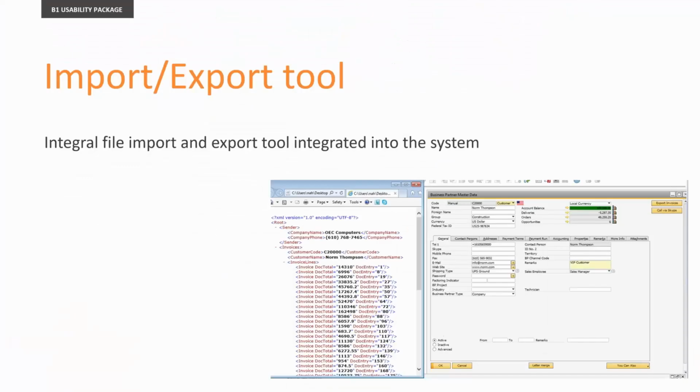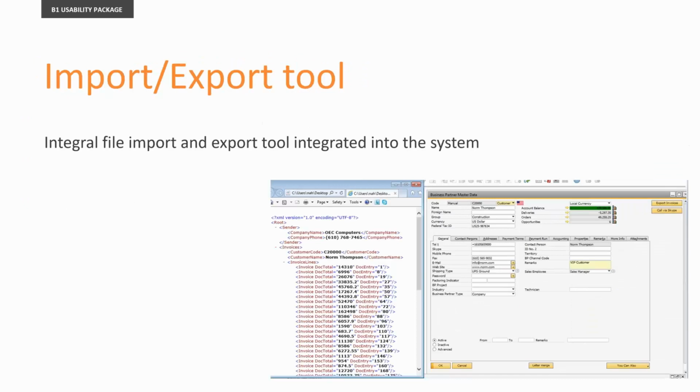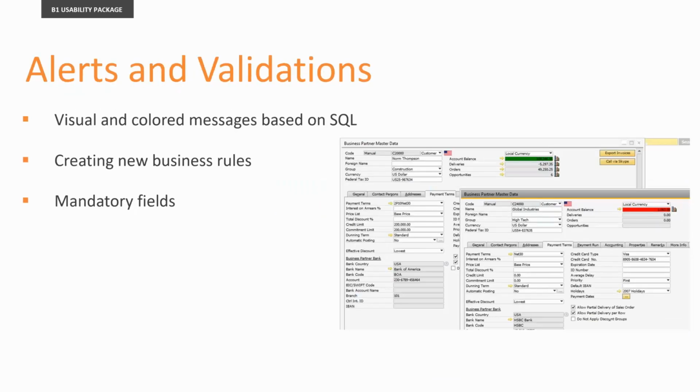We have an import and export tool. If you know HTML, you can import and export data into the system, and then alerts and validation. I think you saw enough. It lets you set up a message to the user, hey, the data is not correct, hey, you forgot to put this in, and so on. Okay, put in your alerts and validation, put colors in there so it makes it easier for the user.